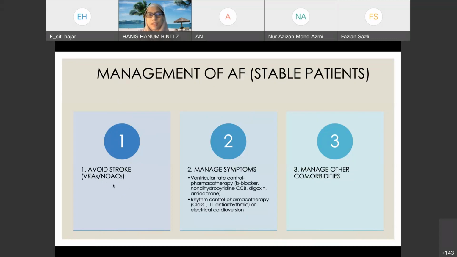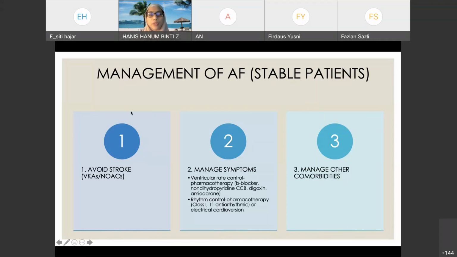Warfarin. Yeah, that's right, Shafiq. Okay, VKA, for example warfarin. NOACs, for example, anyone? From your pharmaco days, what's an example of NOACs? Apixaban. Yeah, apixaban, dabigatran, that's right. Thank you very much. Okay, rivaroxaban, and edoxaban, the newest one, we call it edoxaban.